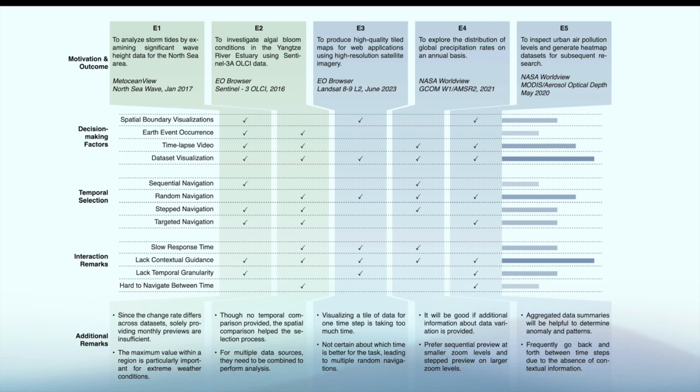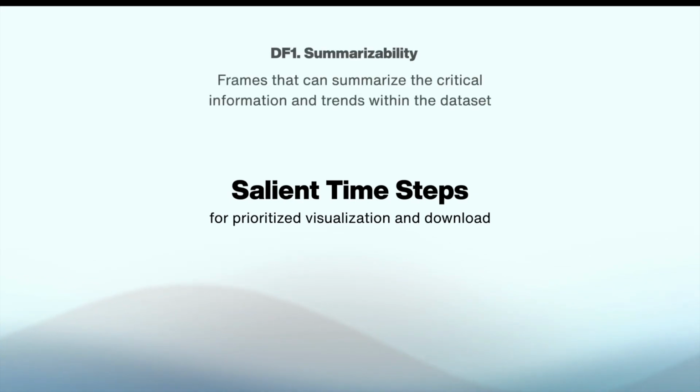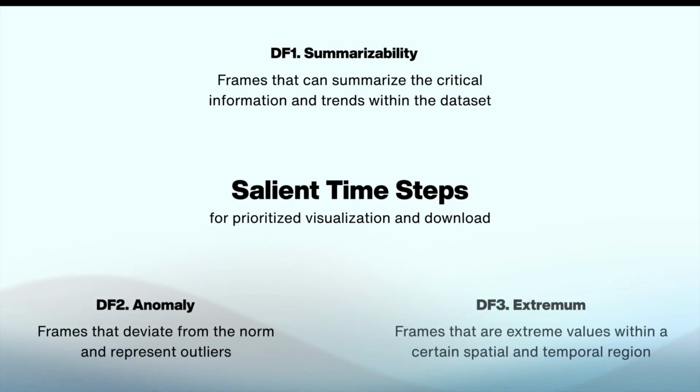This table compiles our findings. Most participants mention the slow response time for loading data and the lack of contextual guidance, making them navigate between time steps randomly in the hope of locating important information. Building on this, we establish a multifaceted definition of salient time steps from 3 perspectives. Summarizability, which are frames that can summarize the critical information and trends within the dataset. Anomaly, which are outliers deviating from the norm. And extremum, frames that represent extreme values within a certain spatial and temporal region.